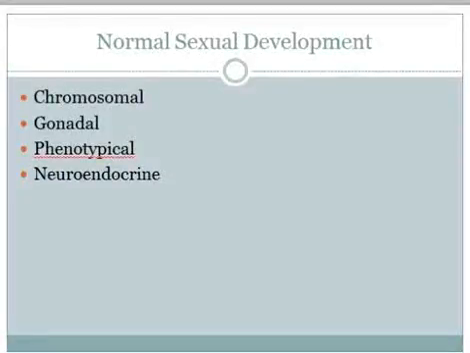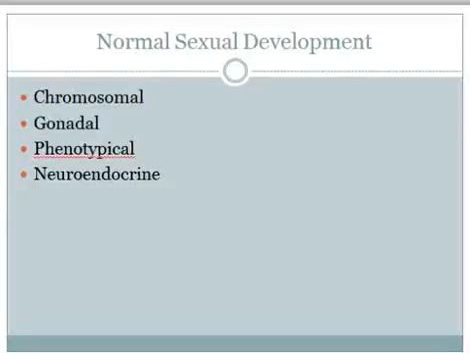In considering normal sexual development, we can break that down into the following. So for chromosomal development, we're considering, does this fetus have two X chromosomes, one from mom, one from dad, or an X and a Y, one from mom and then the Y from dad. So that would be determining baby's sex, would be chromosomes. And gonadal development, we're thinking about the development of either testes or ovaries.